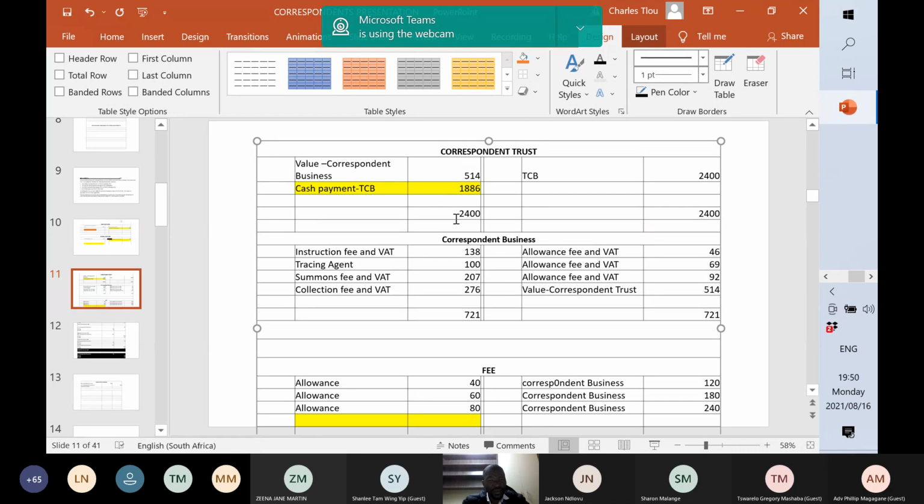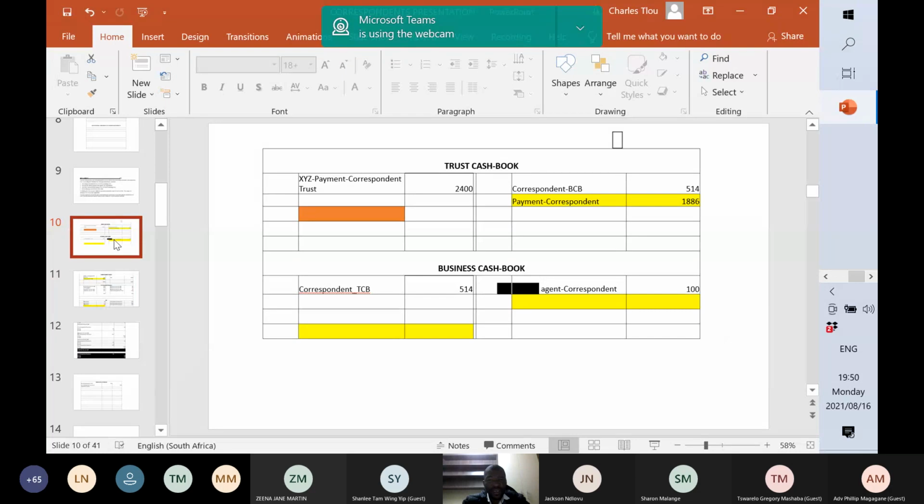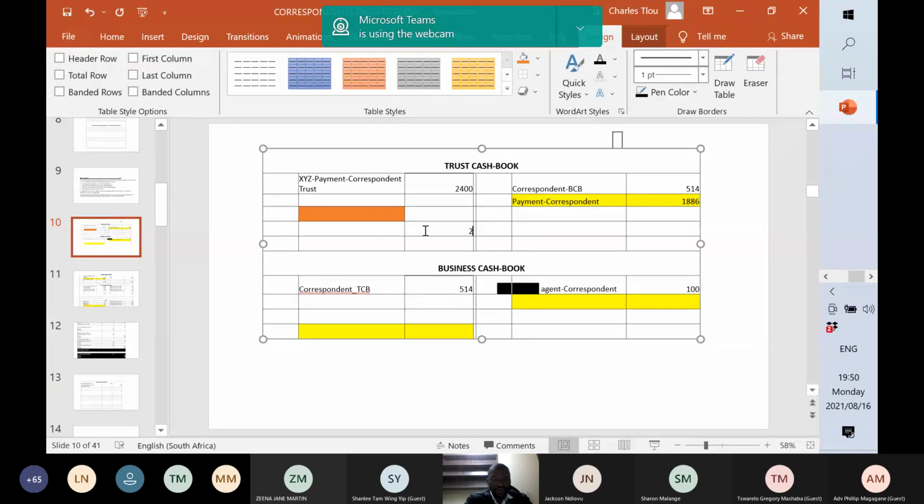Now, as soon as you are done with this step, you can balance your cash books. Let's start with our trust cash book. Let's balance our trust cash book. The debit side is 2,400 rand. It's only one value, 2,400 rand. And then we say, let's add together the credit side. 514 plus 1886. How much? 2,400. Correct, 2,400 rand, thank you.